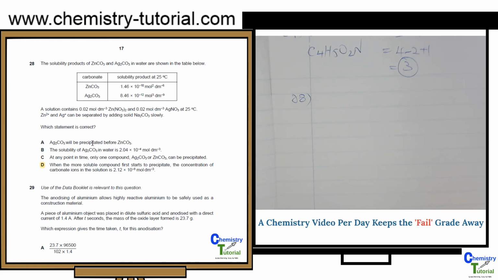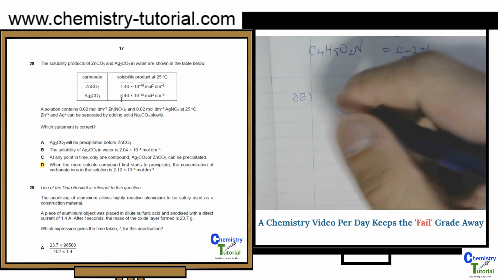Of course, we can just look at Ksp to compare solubility. However, we can only compare using Ksp if the number of ions present per compound is the same. For zinc carbonate, you have 2 ions. For silver carbonate, you have 3 ions. So because the number of ions present in the carbonates is not the same, we cannot just use the Ksp to compare the solubility. In other words, we actually have to calculate the solubility.